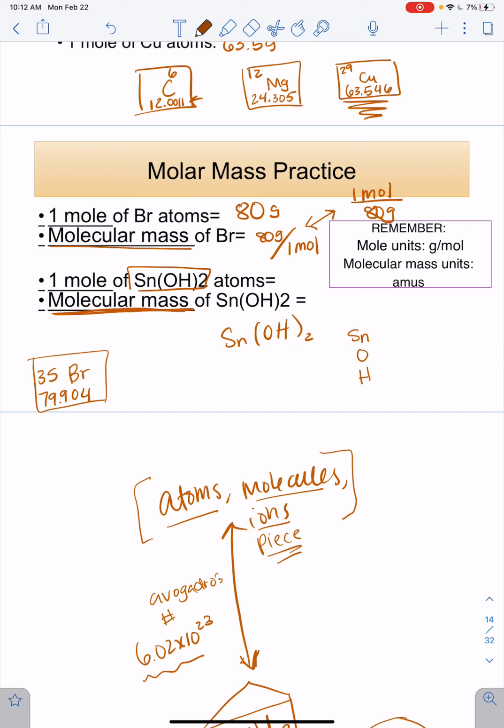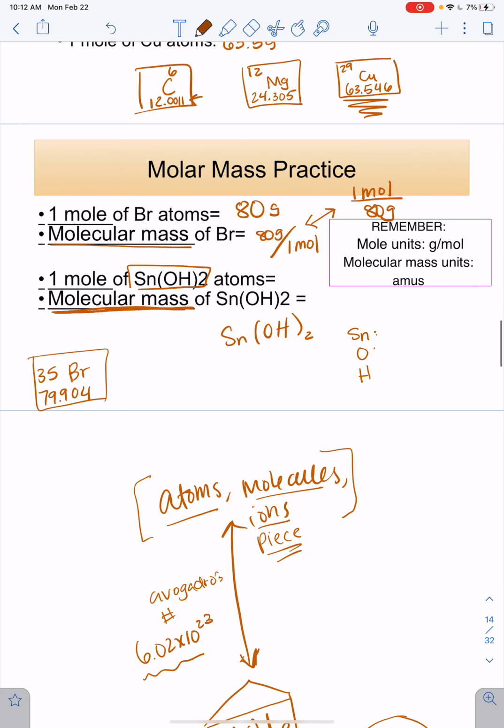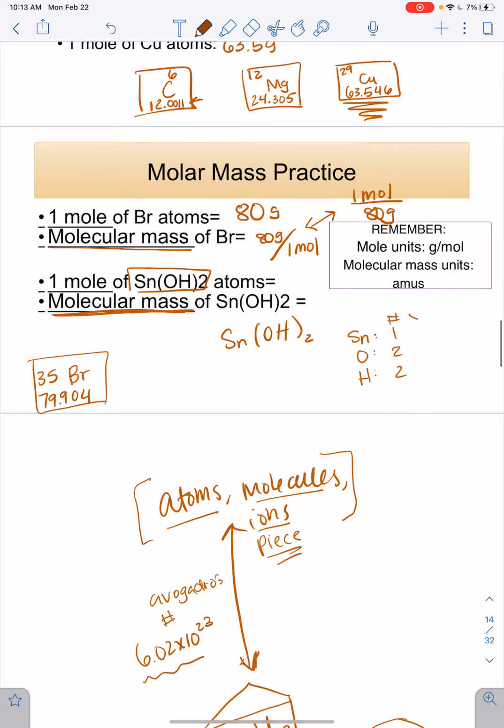I have Sn, I have O, and I have hydrogen. Then we have to consider how many of them we have. I have 1 Sn, 2 oxygens and 2 hydrogens. And then we have to multiply that by the mass. So we're going to look on the periodic table and see that Sn is number 50, its mass is 118.7, so I'm going to round that to 119.